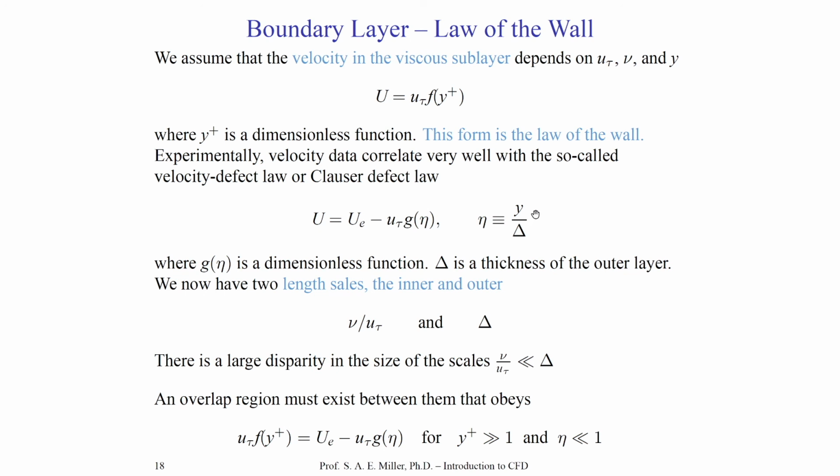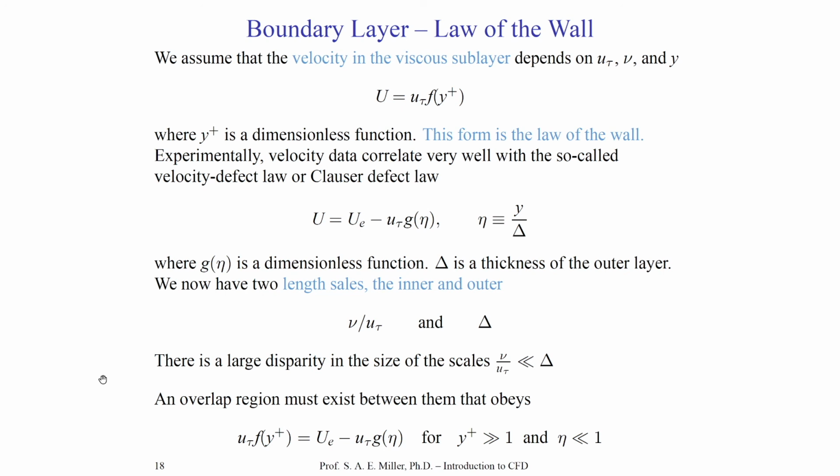Here he writes y over delta. This is considered to be like an outer coordinate. Why? Because delta is seen as the thickness of the outer layer. That is the larger length scale than, say, the Kolmogorov scale. So now we're faced with two different scales. The first, of course, is nu, the viscosity divided by the friction velocity, which is basically a length scale now, and delta, which is another length scale. These are two scales, the so-called inner scale and outer scale. It's that simple, as shown by the definition of Clauser. So you can see here's another person involved in the development of these equations.